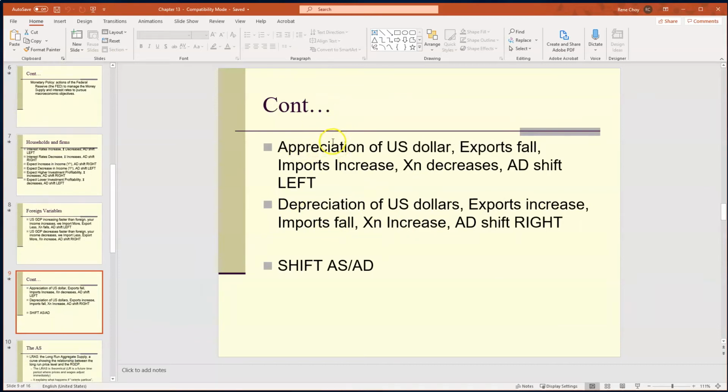If the US currency becomes stronger or it appreciates, then it tends to decrease the level of exports. Imports tend to increase. Net exports tend to decrease, and the aggregate demand will shift to the left. If you see a depreciation of the US dollar, then that creates an opposite effect, where exports tend to increase, imports tend to fall, net exports tend to increase, and the aggregate demand will shift to the right.